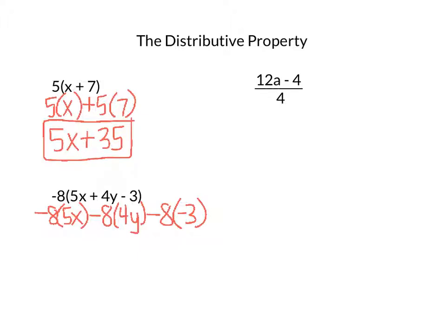So -8 times 5x is -40x. -8 times 4y is -32y. And a -8 times a -3 is a positive 24.